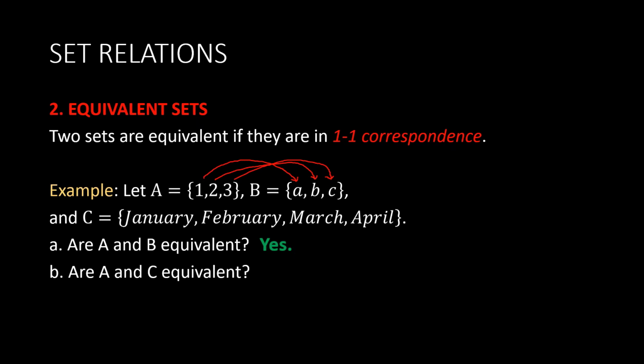Are A and C equivalent? Let's try to pair the elements. 1 is paired to January, and then 2, and then 3. But we have leftover, and therefore, the answer is no.